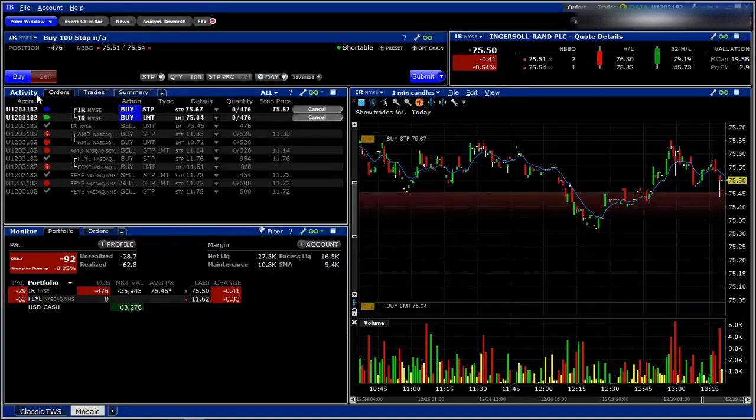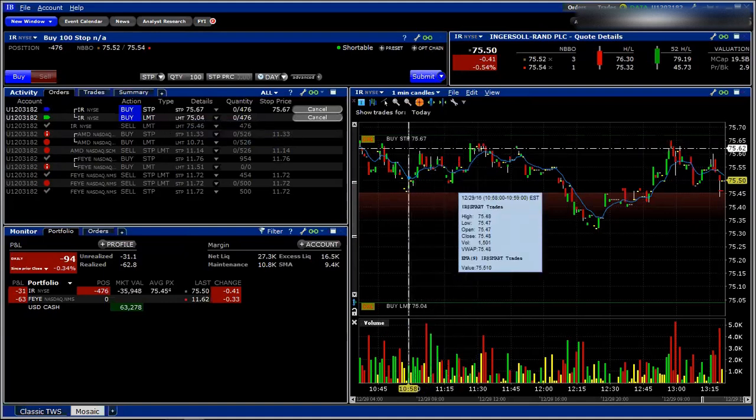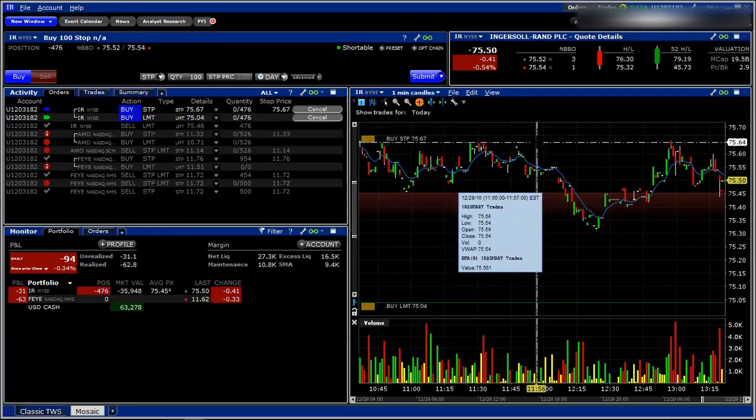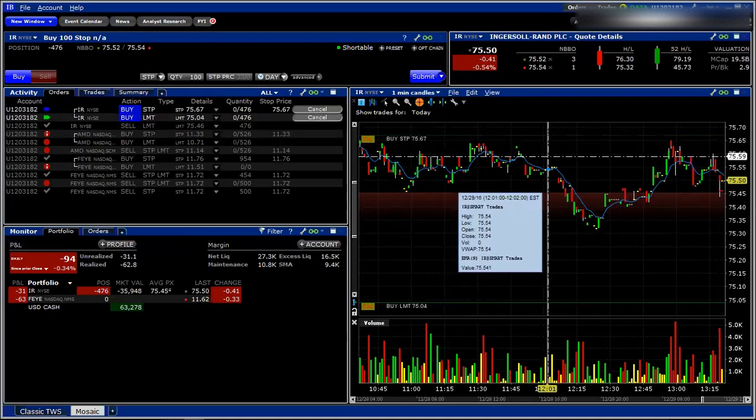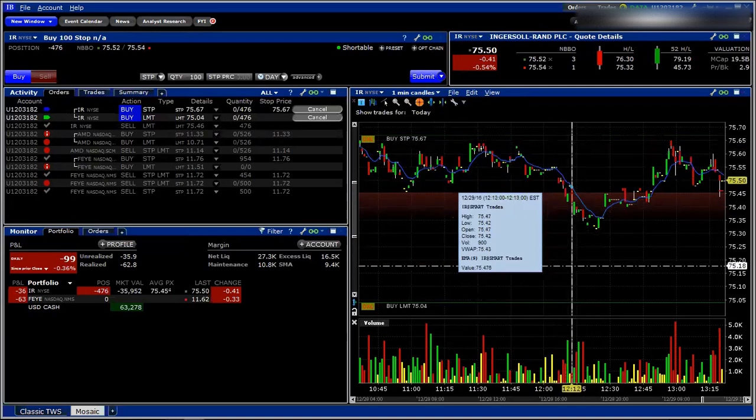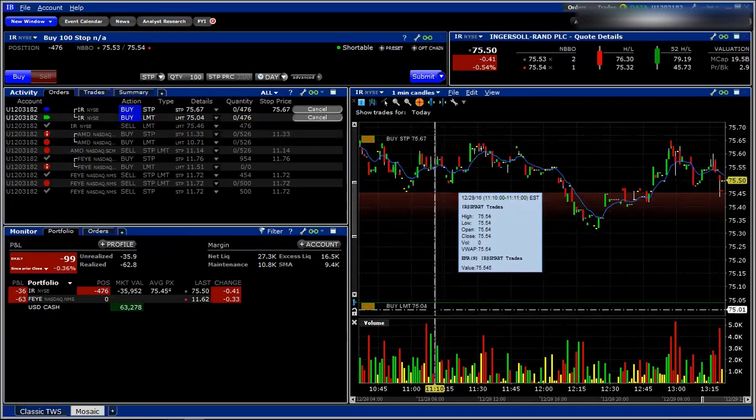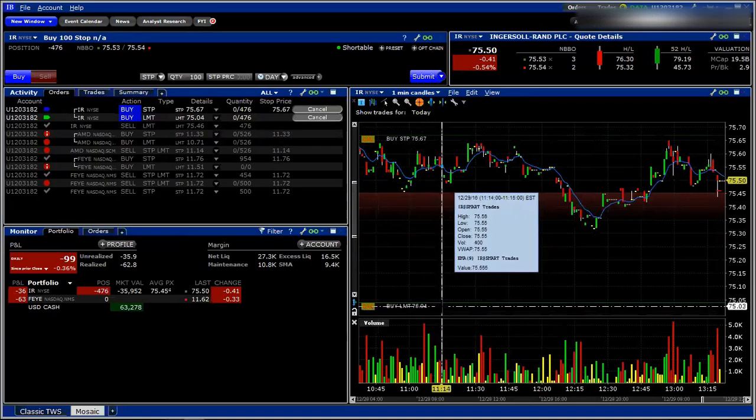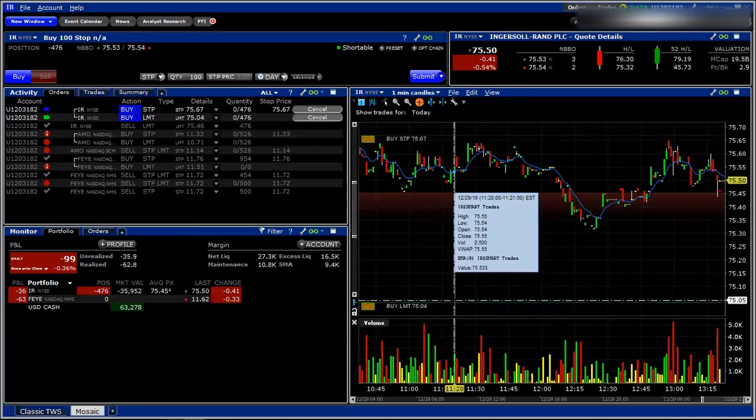Okay, so on this activity orders tab, you can see 2 orders here for IR. One's a buy stop at 75.67. The other is a buy limit at 75.04. And if we look at the picture, we can see there's been a nice resistance here at 75.66. So my order will say, hey, if it breaks that resistance and goes higher, I want out. And then this buy limit down here says, hey, if it gets all the way down to 75.04, I'm going to go ahead and buy to close my shares for a nice profit.